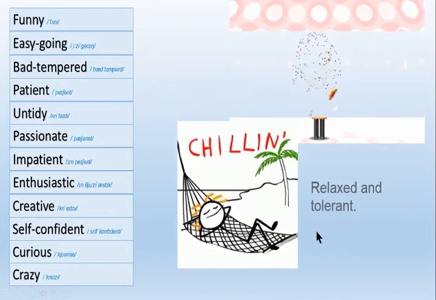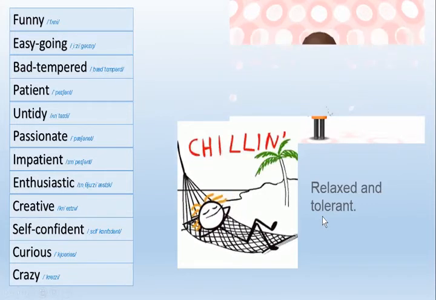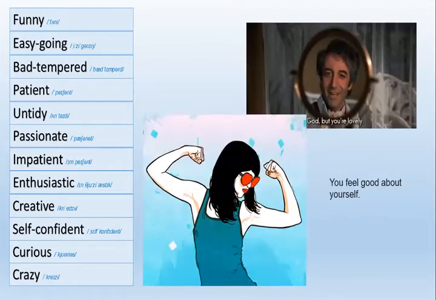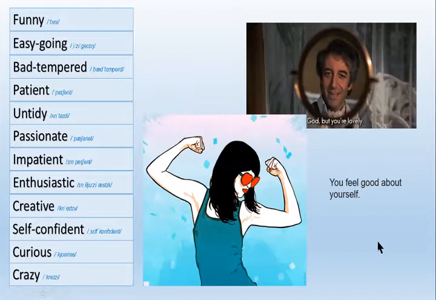Yes, you're right. The correct answer is easygoing. These people are very relaxed and very tolerant. Now let's see the other pictures. Look at this man, and he says, looking at his own face in the mirror, God, but you're lovely. And look at this other girl. She looks very strong, right? This adjective describes how you feel about yourself, especially how good you feel about yourself. So what do you think it is? Yes, you're right. It's self-confident.